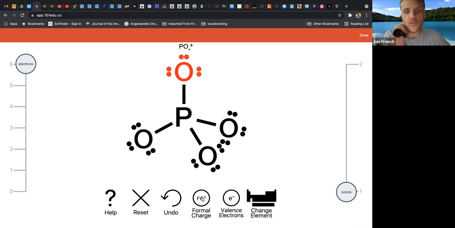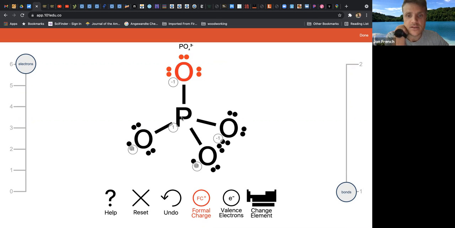So for a formal charge, we'd have -1 on the oxygen. We'd have -1 on all of these oxygens, and we would have a +1 on the phosphorus. That wasn't the question. The question was, after you make this Lewis structure, what is the hybridization of that central phosphorus?